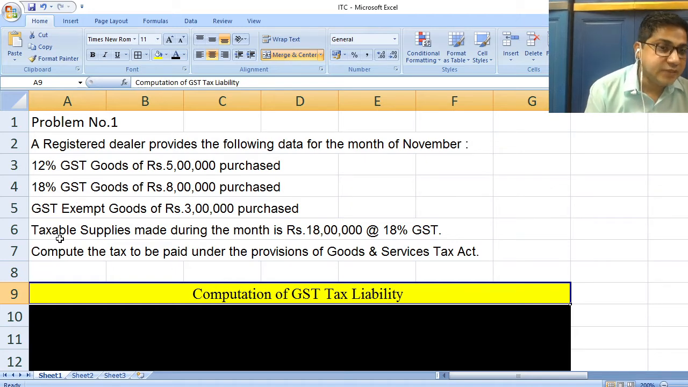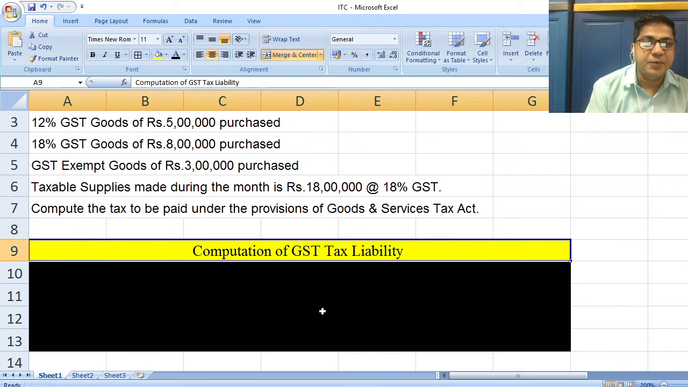Then the taxable supply made during the month, taxable supply means sale, is 18 lakh rupees of goods sold at the rate of 18%. It means at the time of sale he has paid 18%, and at the time of purchase he has paid 12% and 18%. Now how we will give input tax credit, that we will discuss.